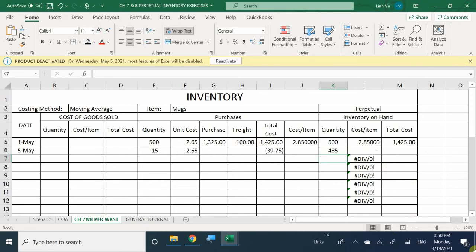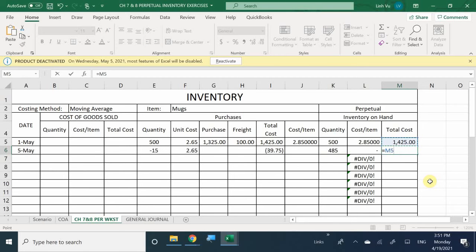Okay? Same thing with your total cost, right? If your total cost was the 1425, but I ended up returning $39.75, how much is your total cost now? 1385 and 25 cents. Good.